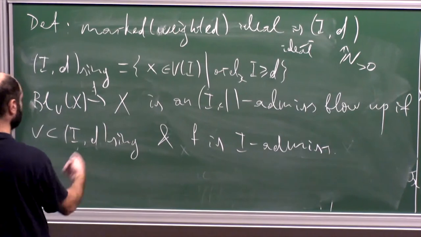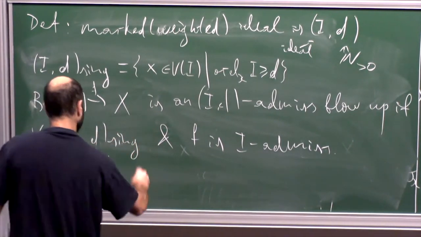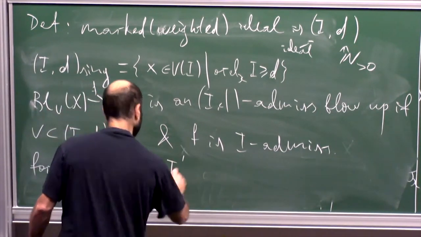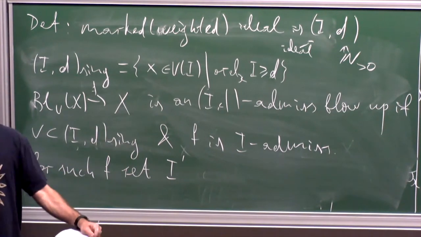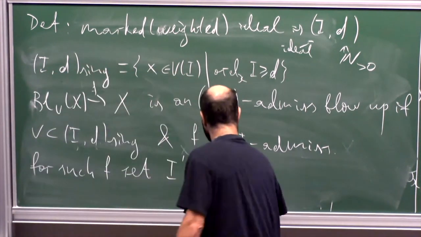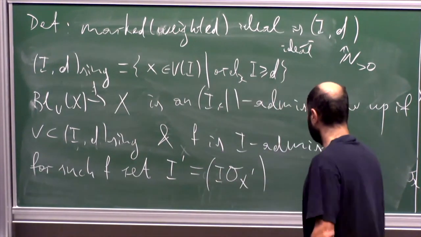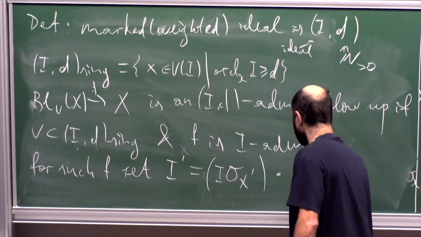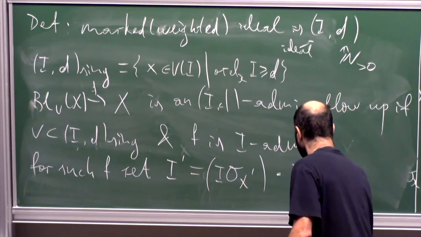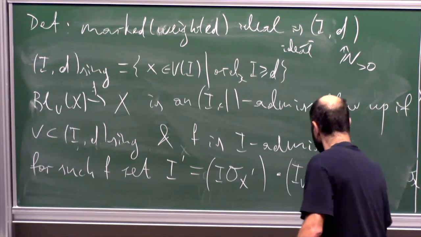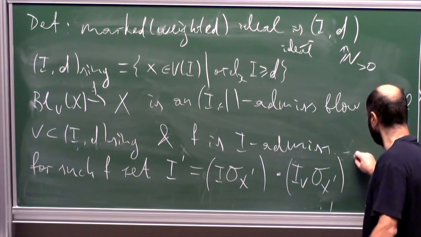And moreover, we define a transform for such a blow up. We define the transform I prime, which is smarter than what we have done before. Before we just took the pullback. But now I say, let's take the pullback and divide it by this power of the new exceptional divisor. That is, I take the ideal of V, pull it back, this is the ideal of the new exceptional divisor, and take it to the power minus D.